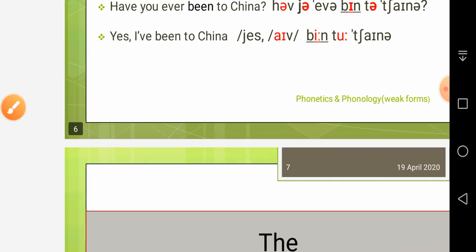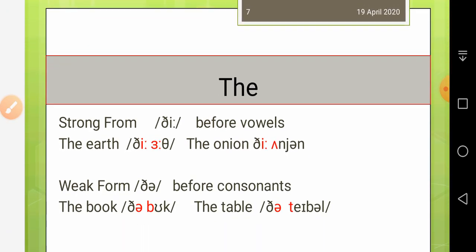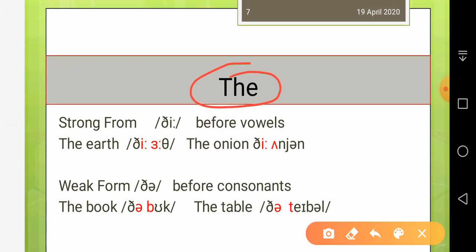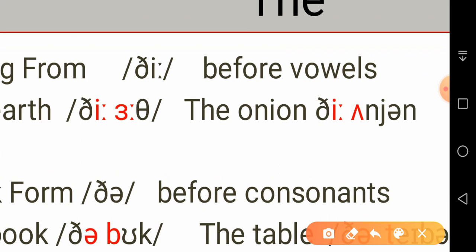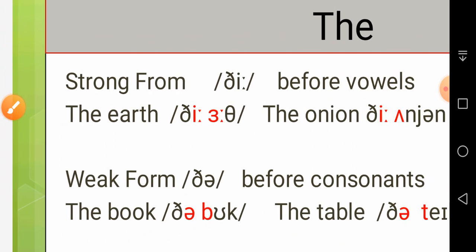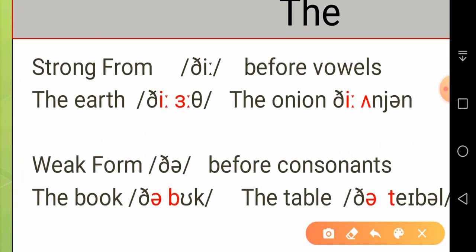Okay, now here is the case of "the". Now this string of spelling has got two forms. One is known as the strong form, another one is the weak form. Okay, the strong form is used before vowels. Let's say here is the word "the". Let me bring it. Here is the word "the". There are two symbols, as you can see. The strong form is pronounced before vowels.